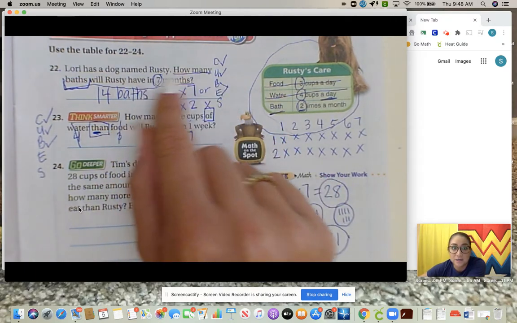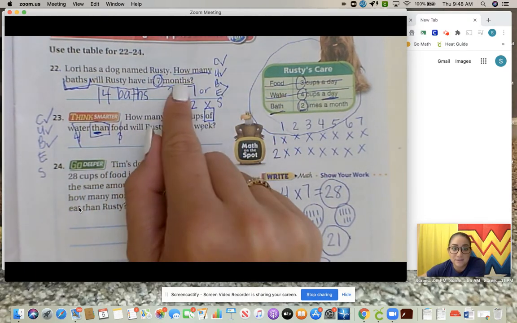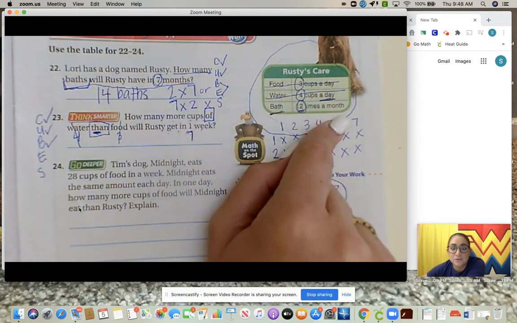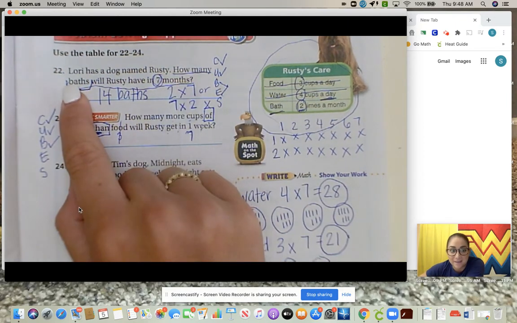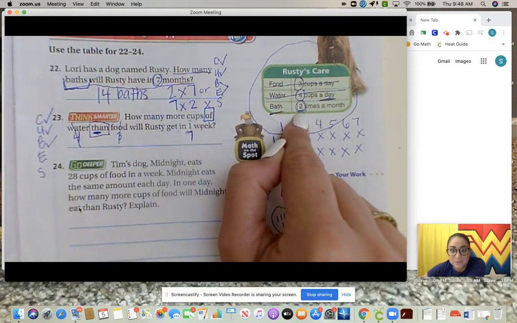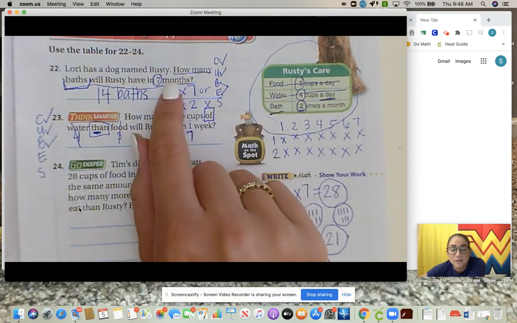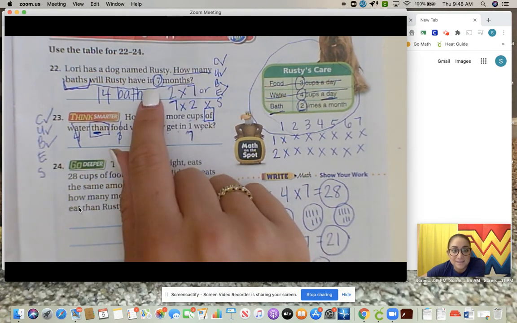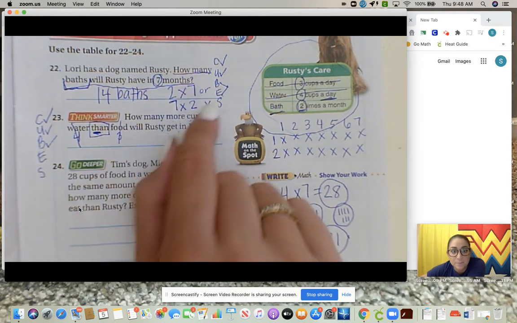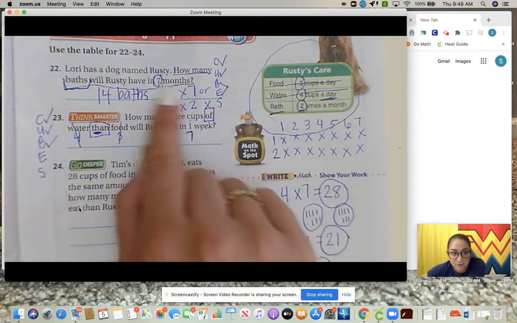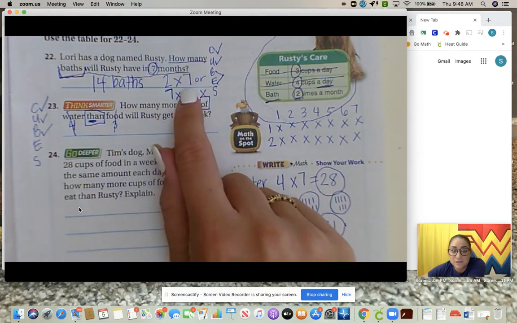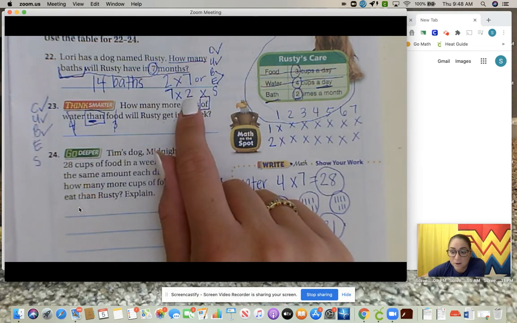We underline the question: how many baths will Rusty have in 7 months? We circle our key numbers. We have 7. And then we go over to our frequency chart and we're looking for baths. So there's baths 2 times a month. So we circle 2. Well, it's asking us how many baths will Rusty get in 7 months. So instead of boxing a math verb, we don't have a math verb, so we're going to draw a picture. I drew an array. So we're doing 2 times 7 or 7 times 2, the commutative property of it.